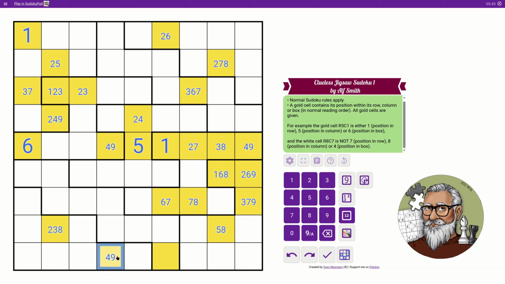Right. 4, 9, or 8 in the region, and that one is 6 or 9 because it's 9 in both the column and in the region. Well, that's about it, right? I can take a sip of tea now.